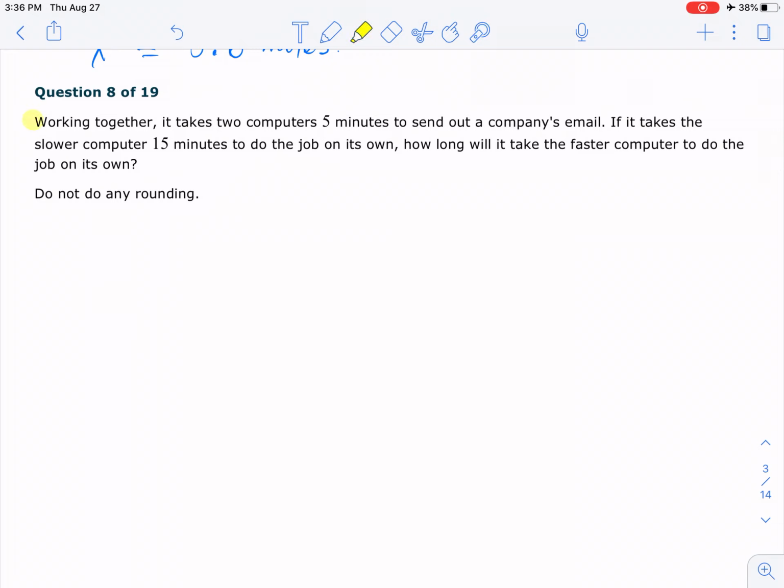Now, the next type of application problem is one of my favorites. You have something called working together. Working together is when you see two things or two people working together, so you just have to go with the rate. And it's really simple. It takes two computers 5 minutes to send out a company email. If it takes the slower computer, so we have the slower, and we have the faster, and we have together.